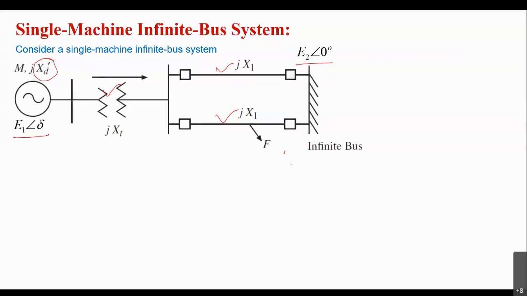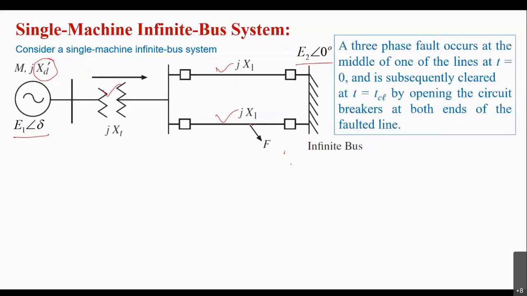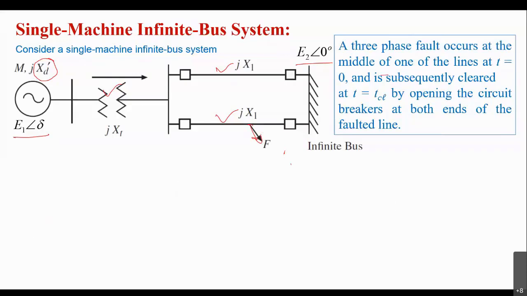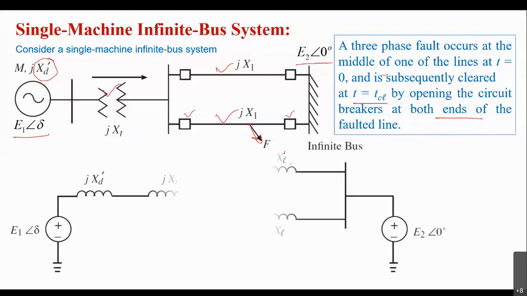Now let us say the fault is on one of the lines, at the middle of the line. So a three-phase fault occurs at the middle of one of the lines at t equal to 0 and is subsequently cleared at t equal to tcl by opening the circuit breakers at both ends of the faulted line. Clearing the fault gives us the post-fault condition.